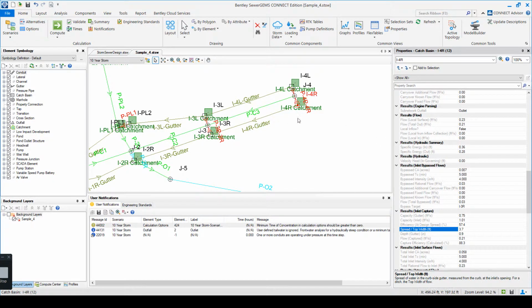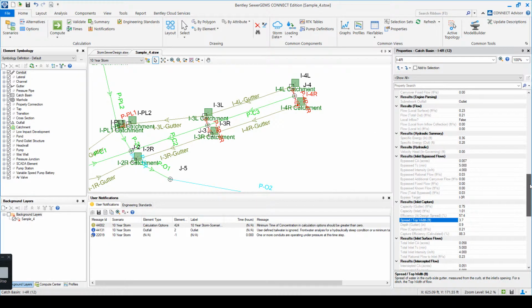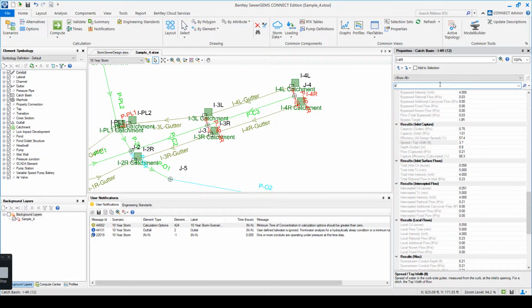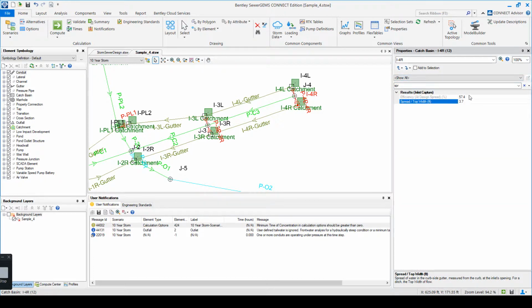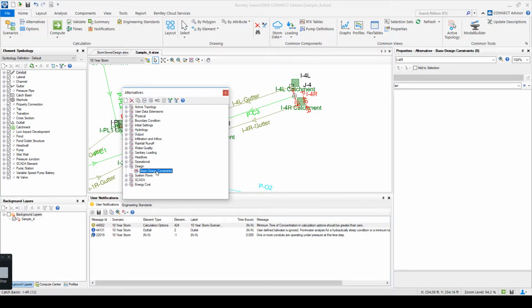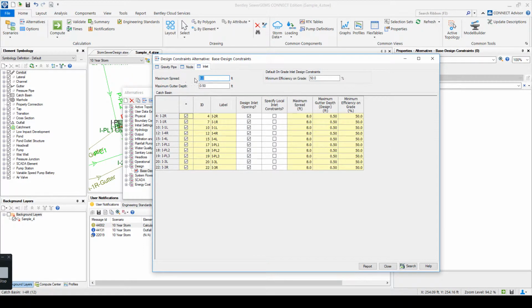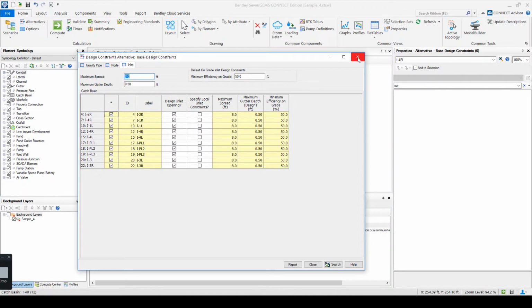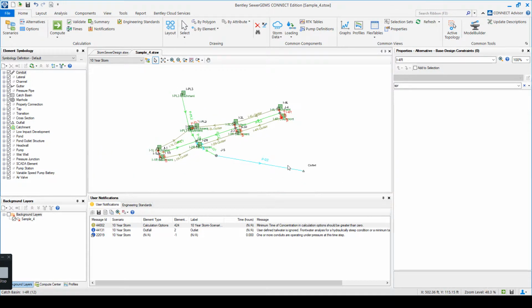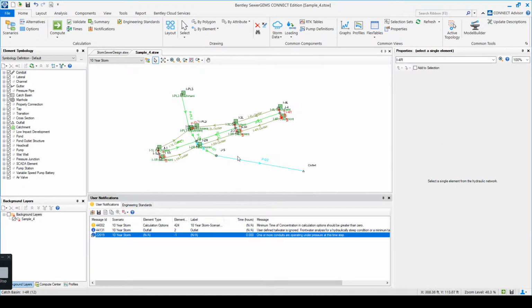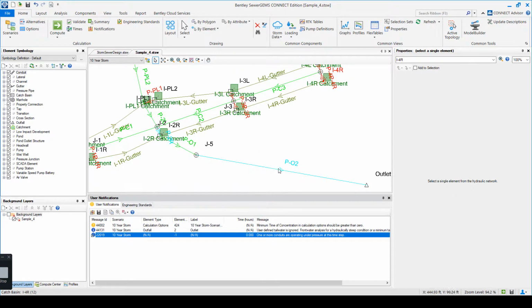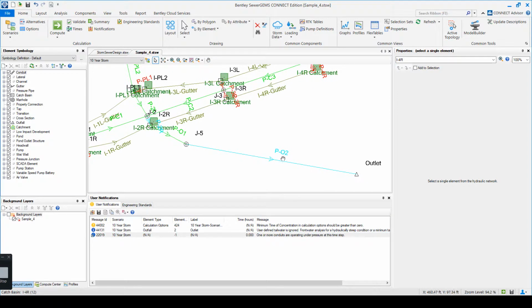And really what you're always looking for is to see if you meet your constraints. So you can go here and see 3.7 feet. We didn't do this particular design, but we can take a look. If we had done this design ourselves, we had set a maximum spread of 8 feet, which is pretty typical, so 3.7 is not bad. And if you had some locations where that 8 feet was violated, you'd get a message here in the user notifications.